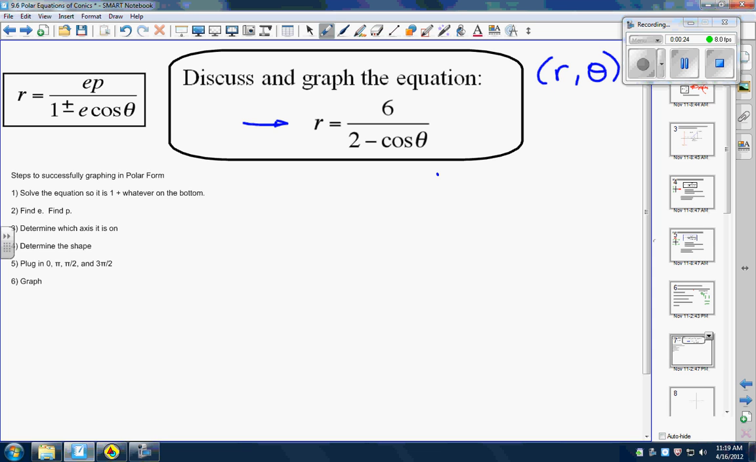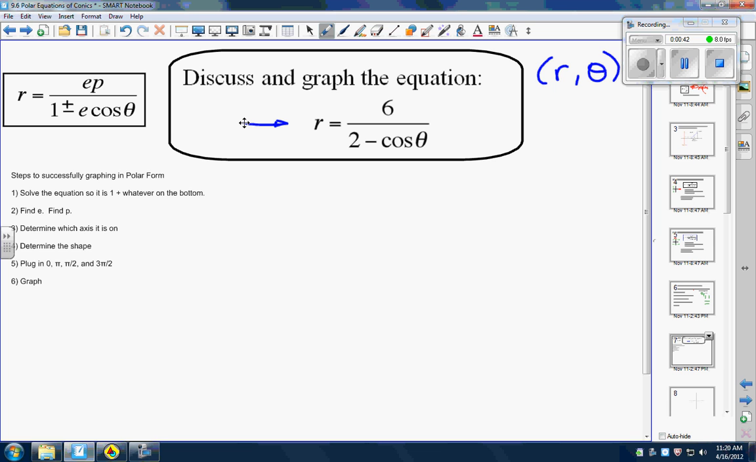Basically, you could just make up a bunch of values here for theta, and if you went from 0 to 360 degrees, it would graph itself. But that's a whole lot of stuff to plug in, so we want to try and get some major points by hand and fill in everything else. So let's go through our steps.